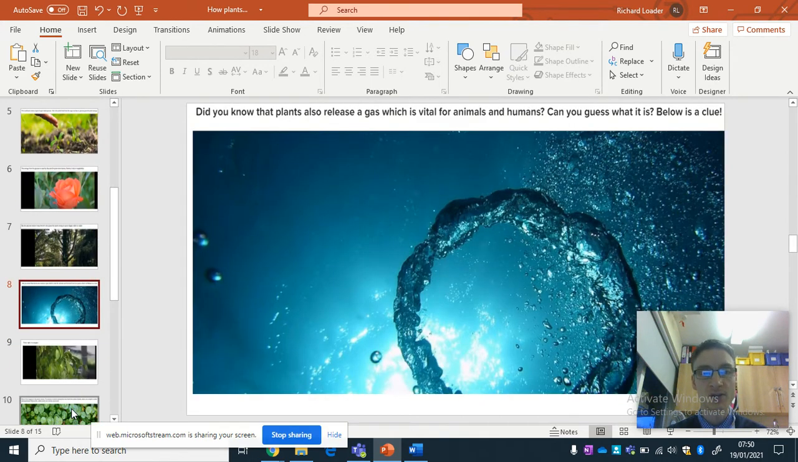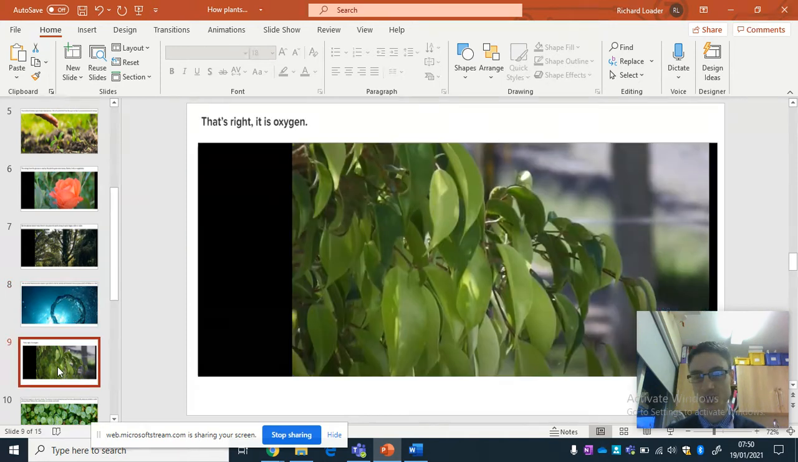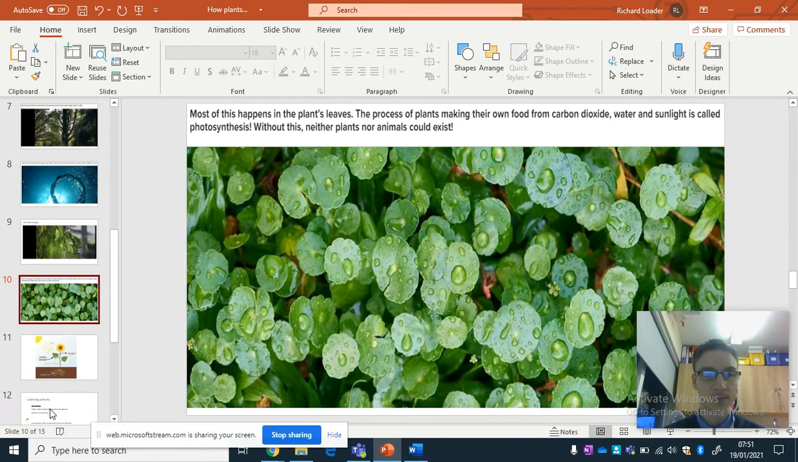Did you know that plants also release a gas which is vital for animals and humans? So they suck up carbon dioxide. Now you're going to have to think, what do they give out? That's right, it's oxygen. They produce oxygen for us, which we breathe in, but we breathe out carbon dioxide for them to breathe in. So we work together as a team in a way, don't we?